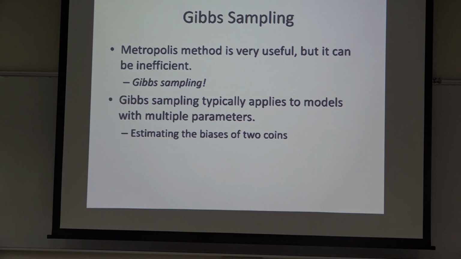Okay, to see how Gibbs sampling works, let's try to estimate the biases of two coins. We have seen how to estimate the bias of one coin, right? We now try to estimate the biases of two coins.